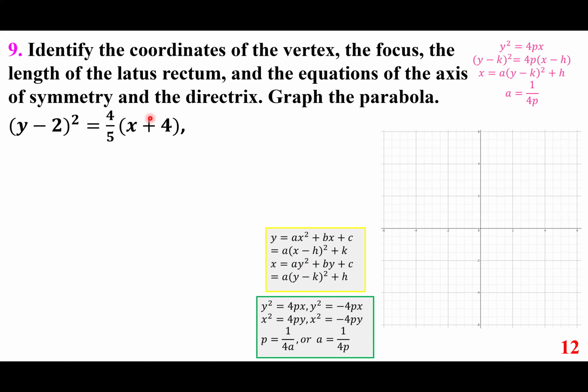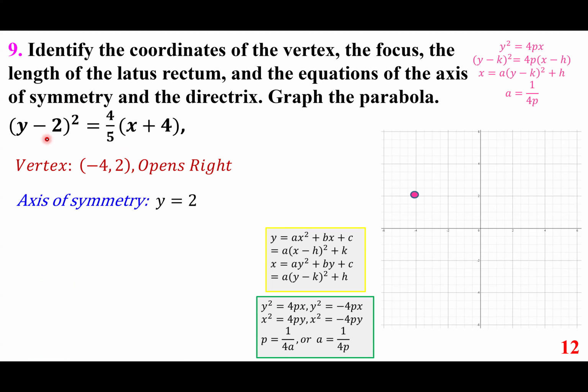Obviously, the vertex is located wherever x is, this is -4, wherever y is, which is 2, and it opens to the right, as I mentioned. Because y has the exponent 2, it opens to the right or left. This is positive, and therefore to the right. And because it opens sideways, obviously the axis of symmetry would have the equation y equals 2. So here's the center, here's the axis of symmetry, y equals 2.